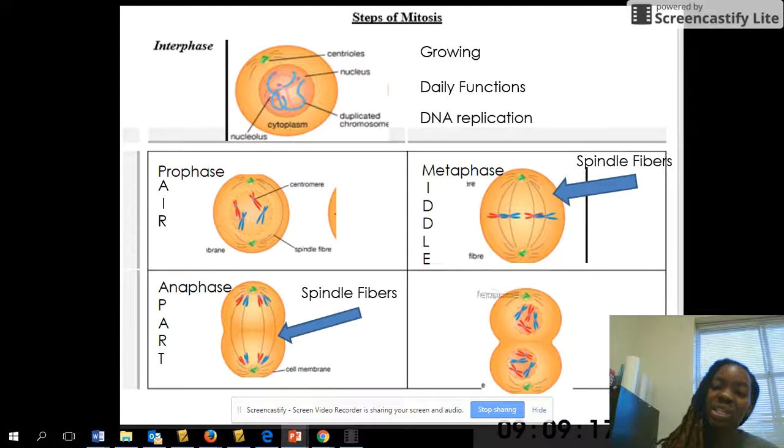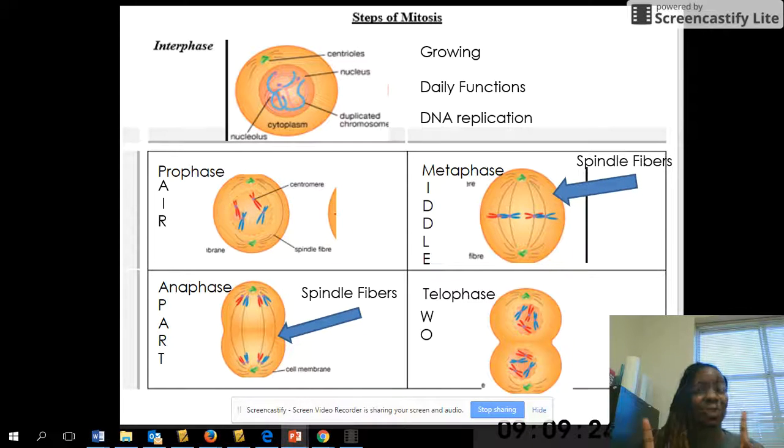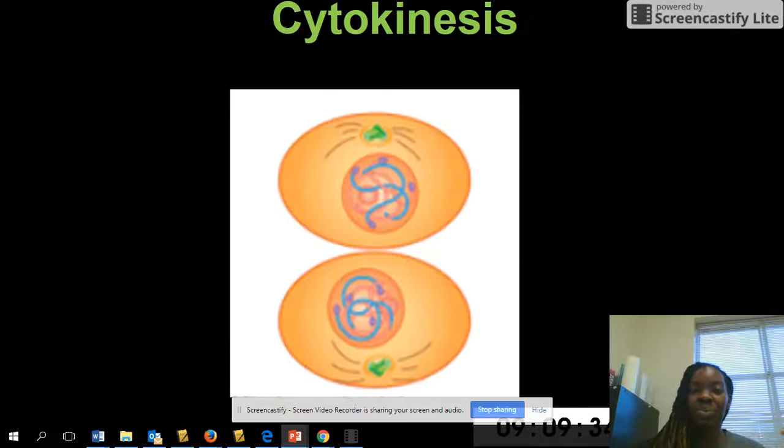The last phase is called telophase, T for two. This is when the two nuclei, identical nuclei, have formed. Remember, mitosis doesn't make two new cells, it makes two nuclei. The stage that makes two new cells is going to be called cytokinesis.